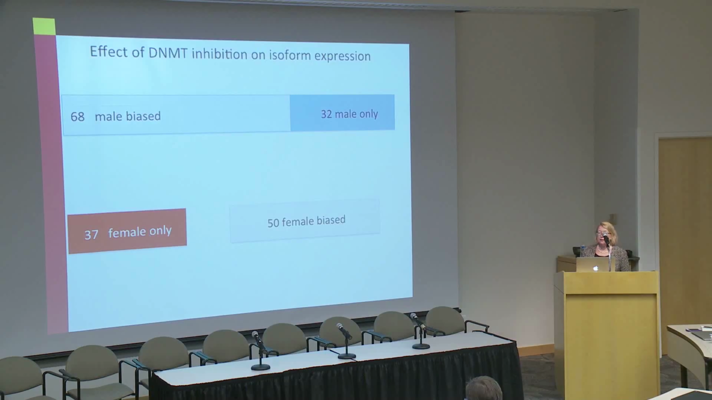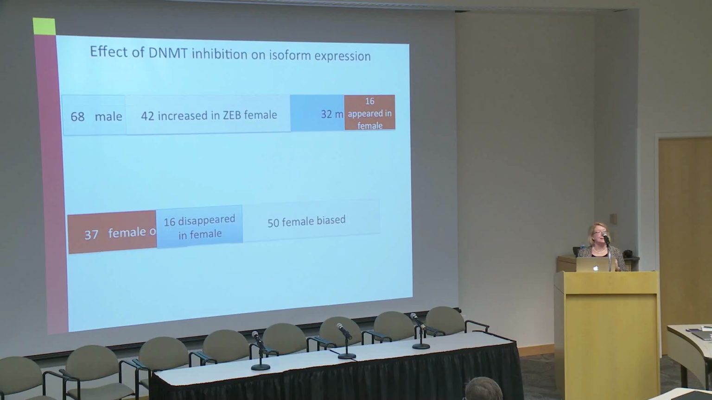And this just summarizes the changes that we saw in the males, the 68 that were male biased. In the Zebularen-treated females, 42 of them increased. And of the 32 that were male, only 16 now appeared in the female, about half. Of the 37 that were female, only 16 disappeared in the Zebularen-treated females. And of the 50 that were female biased, 24 of them were reduced in the female. Again, showing that methylation is doing more than just inhibiting gene expression. There could be gene networks, there could be lots of different things going on that are too complicated at this point. And it's interesting that in every case it was about half the genes that were regulated by the methylation.